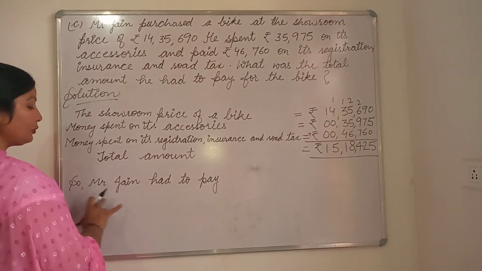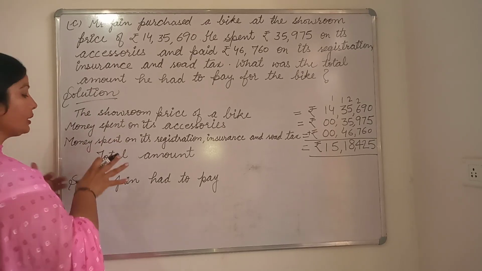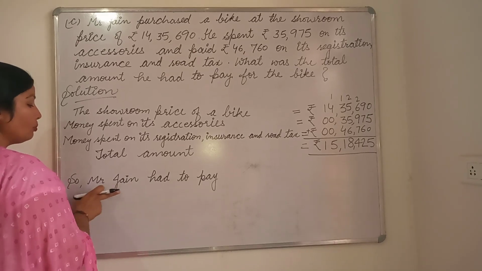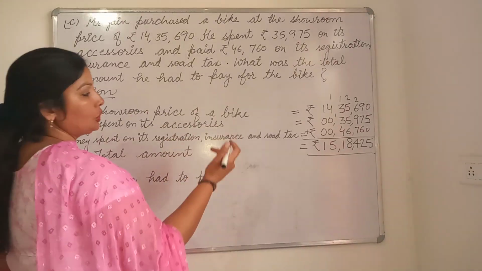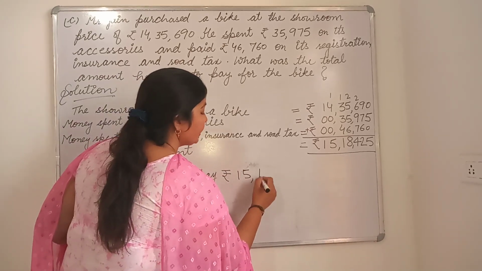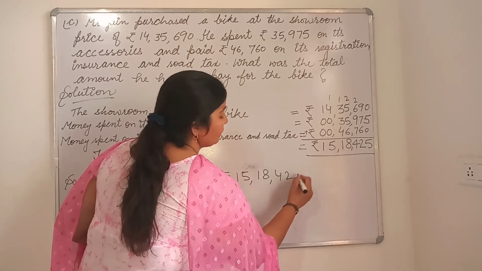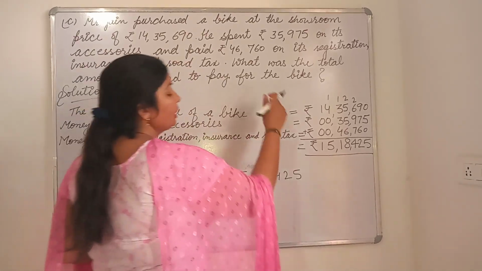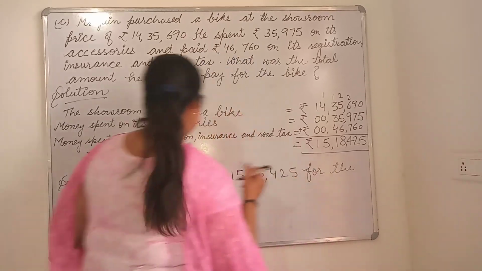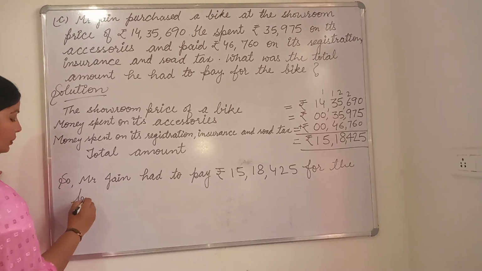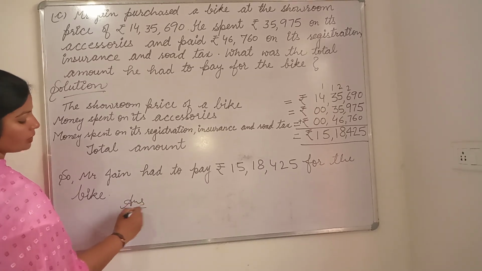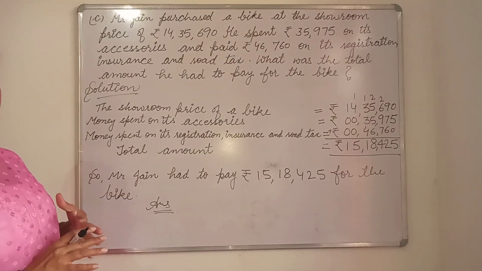Okay. So now we write the sentence. So Mr. Jain. Why are we using the name here? Because we don't show anywhere that it's a name. So in place of he, we should use the name here. So Mr. Jain had to pay how much? Rupees 15 lakhs 18,425 for what? For the bike. That's your answer. Okay? That's your answer. So like this you have to solve the questions. Thank you.